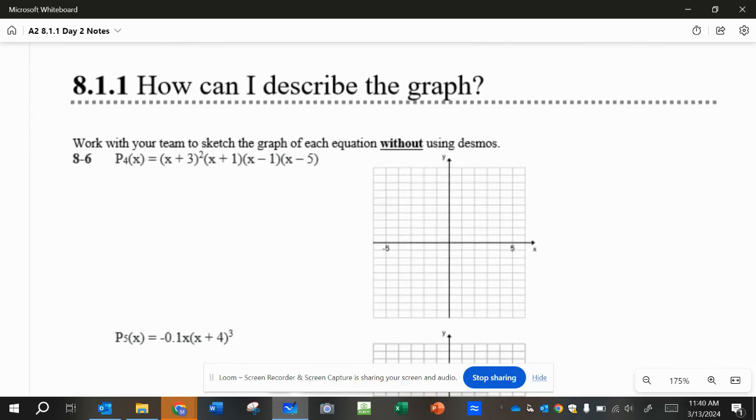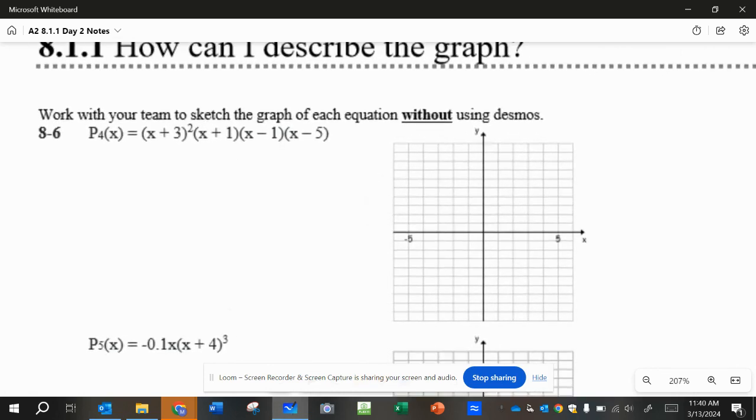So let's first start with this one. P4 of x equals (x plus 3) squared, times x, times (x plus 1), times (x minus 1), times (x minus 5). On the test, you will not be able to use Desmos, so you cannot go to Desmos.